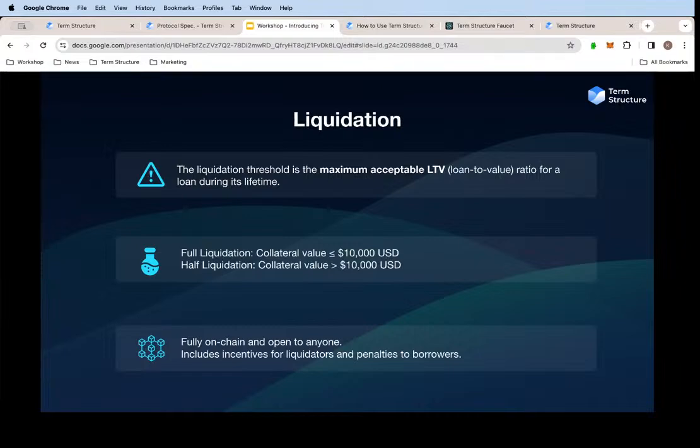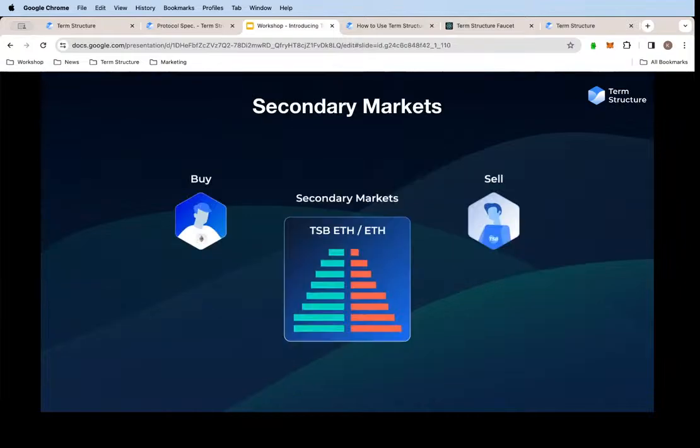So full liquidation applies when the collateral value is no more than 10,000 US dollars, while half liquidation applies in all other cases. And the liquidation process is fully on-chain, decentralized, and open to any liquidator to maintain the stability of the system. There are incentives for liquidators and penalties to borrowers.